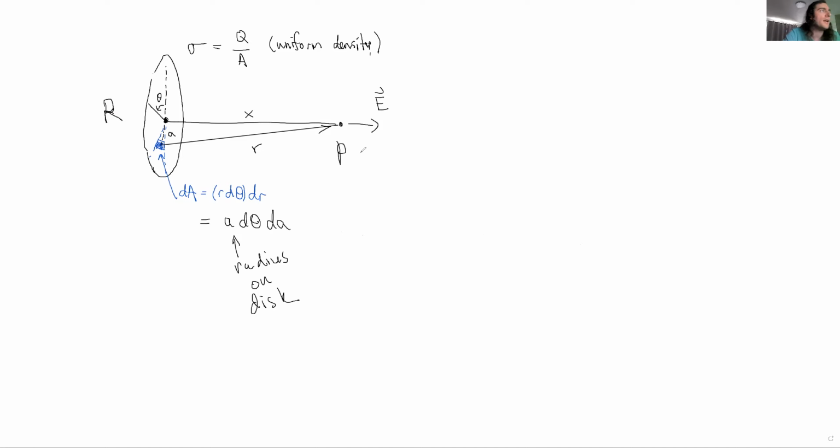Okay, so now what do we do? Well, we have to start looking at triangles now. So for any patch of charge here, it's going to be a distance A away from the center of the disk. And it's going to be a distance R away from the point P. So if this point right here is the center of the disk, the distance from the center of the disk to P is X, right?